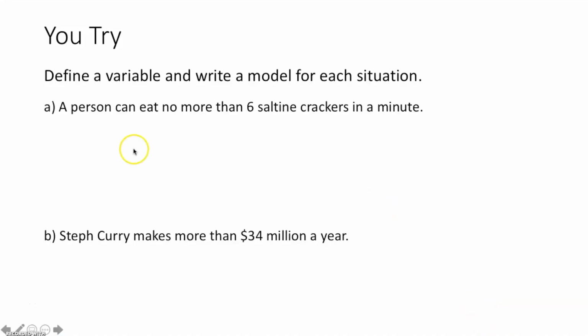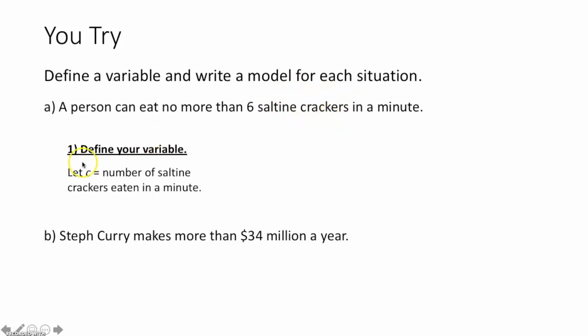Okay, so first, we have to define our variable. In this case, it says a person can eat no more than 6 saltine crackers in a minute. So no more than 6 saltine crackers. We're talking about saltine crackers. So let's say C represents the number of saltine crackers eaten in a minute.